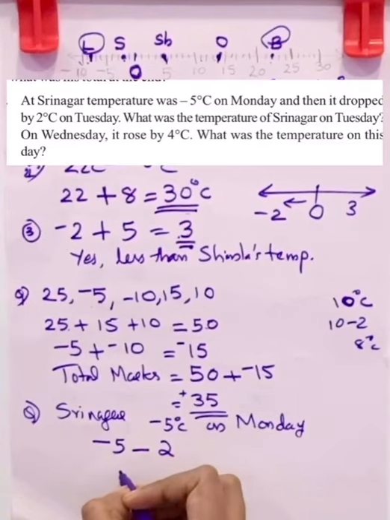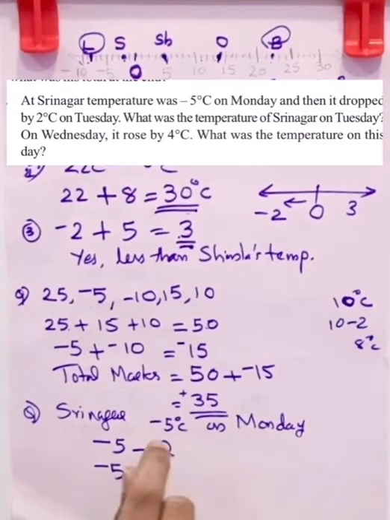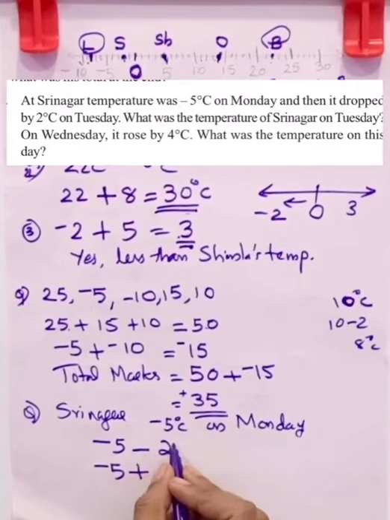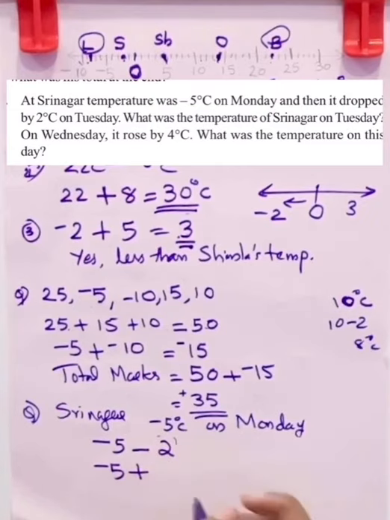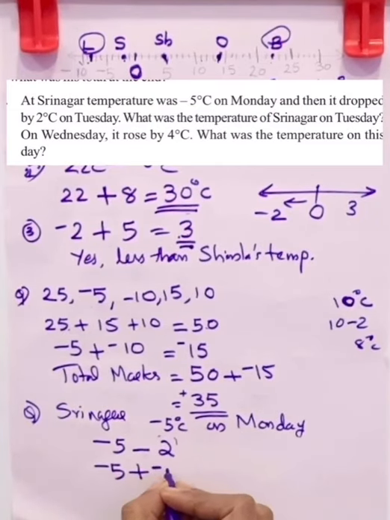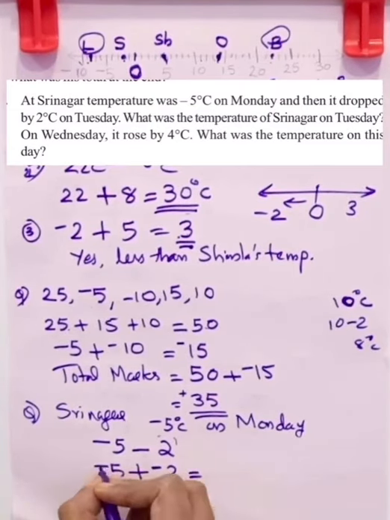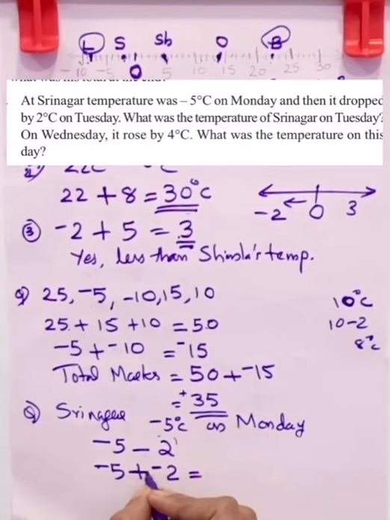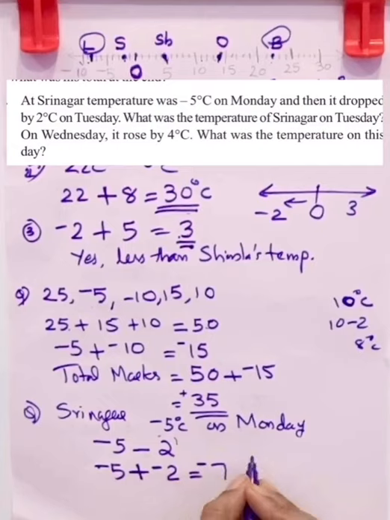Now I told you, if subtraction comes, you want to make it addition and take the additive inverse of the next number. Here this is 2. Additive inverse means minus 2. Now these are 2 negative numbers and addition. So add simply these and put the negative sign. So on Tuesday the temperature was negative 7 degrees Celsius.